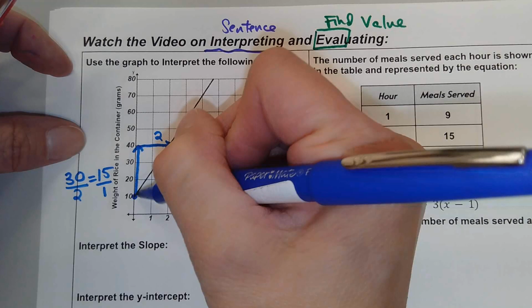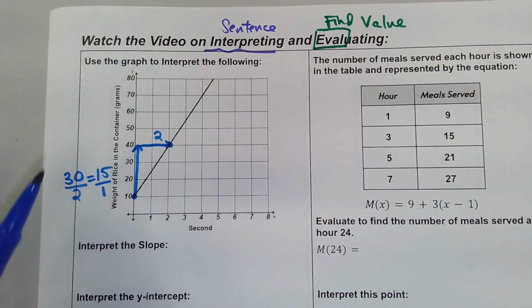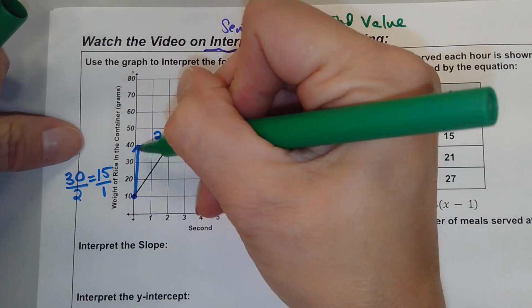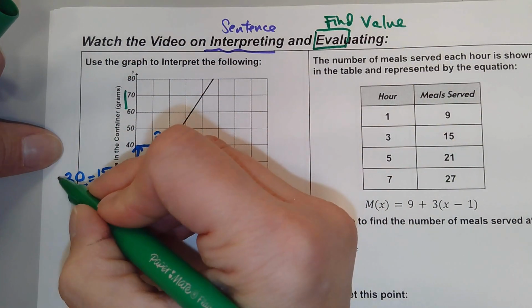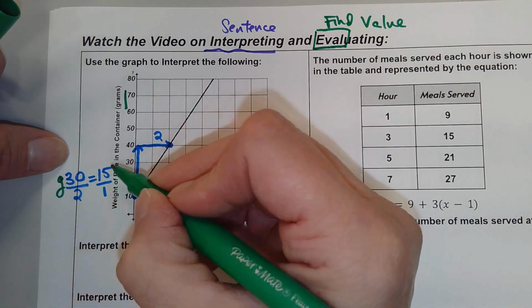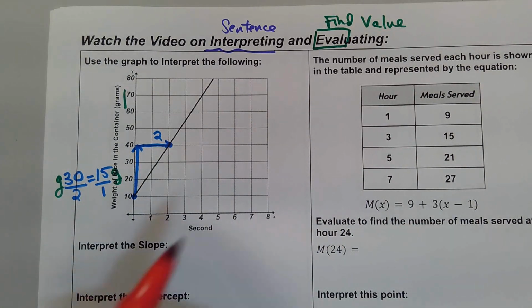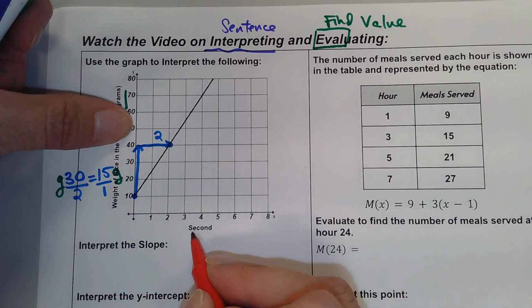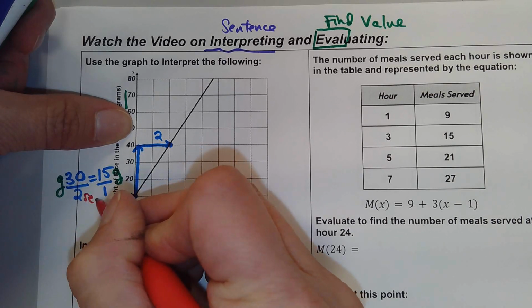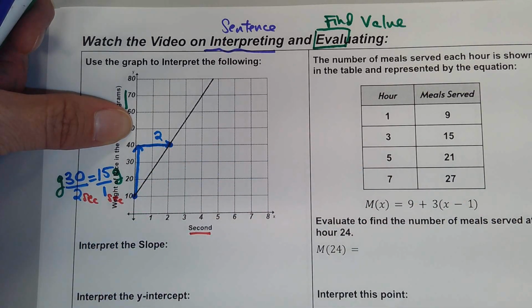So our delta y, which was 30, I'm just going to write the numbers here. The delta y is grams. The 30 was grams, and now the 15 is grams. Our delta x was 2, and that was seconds. So seconds goes on the x number.